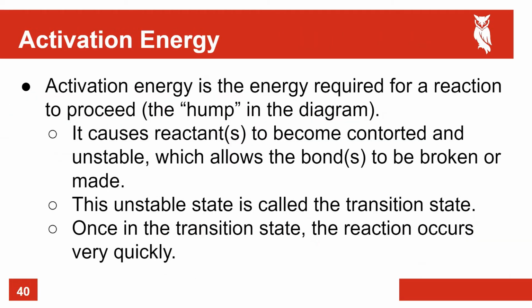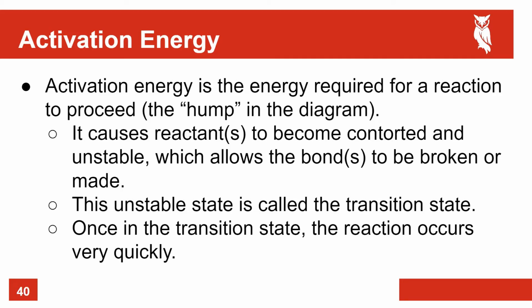Okay. Activation energy is the energy required for a reaction to proceed. This is the hump in that diagram. It causes the reactant to become contorted or unstable. Try thinking about it as a piece of flexible tubing. Activation energy is essentially you're bending it to the right shape so that it fits in the spot. I'm not sure if anybody's ever done any plumbing. You have to do a little bit of bending. That's the activation energy until you can make that connection, so that chemical bond can form. It causes the reactant to become contorted and unstable, which allows the bonds to be broken or made.